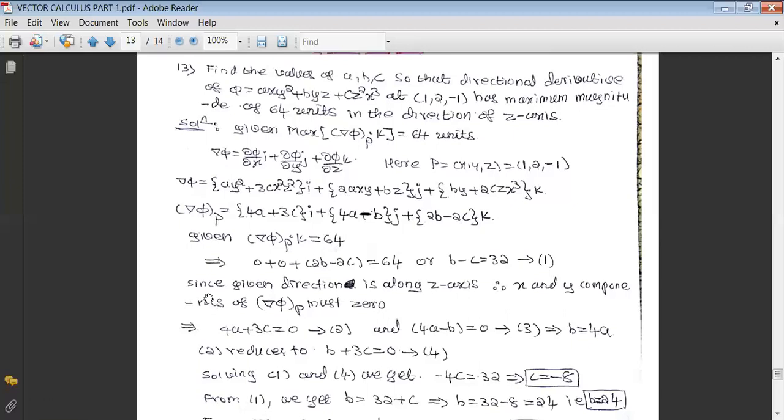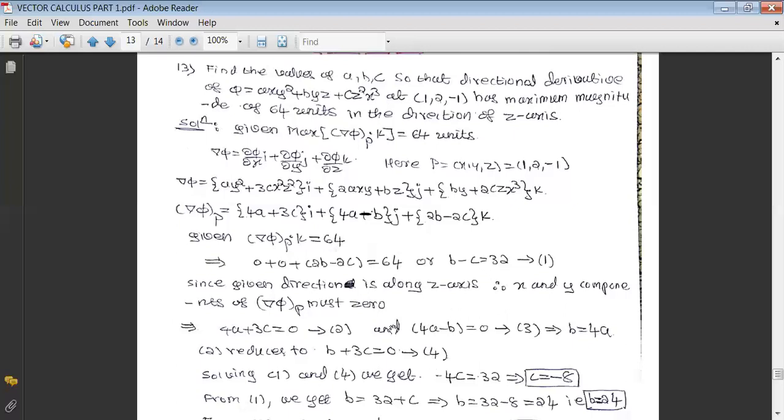Since they have given that the directional derivative is along the z-axis, that means the x and y components of del pi at p must be 0. We already got del pi at p, and since it is along the z-axis, the x and y components must be 0. The x component is 4a plus 3c equals 0, and the y component is 4a minus b equals 0. Since we have taken the first one as 1, let us take this one as 2 and this one as 3. This implies b equals 4a. Now, using this in equation 2, 4a is b, so b plus 3c equals 0. Let us call it equation 4.